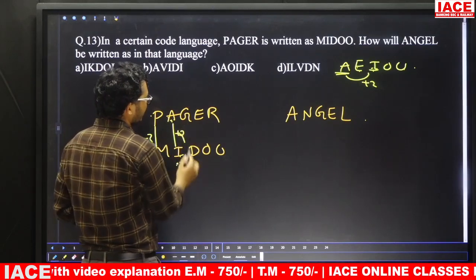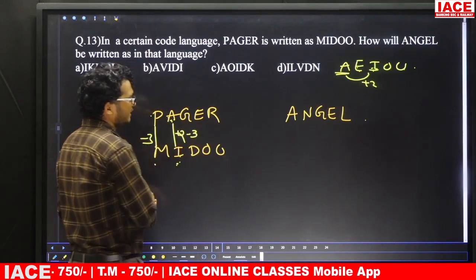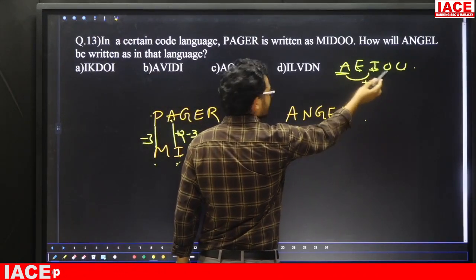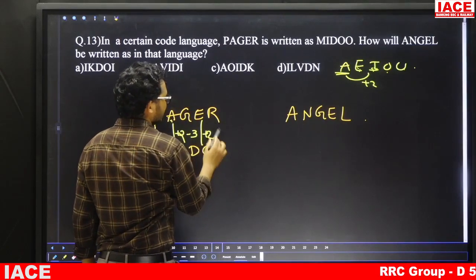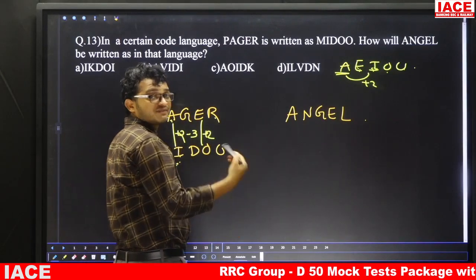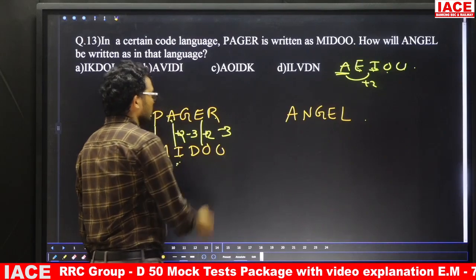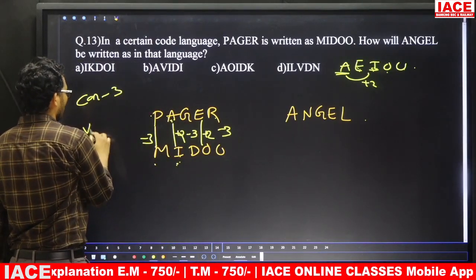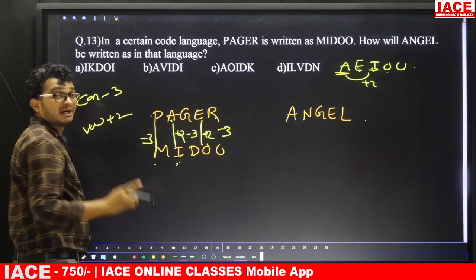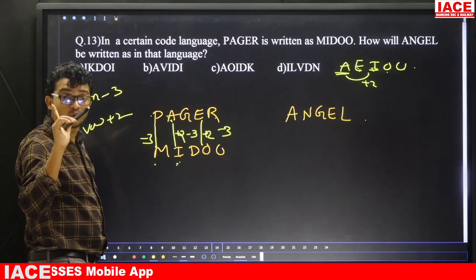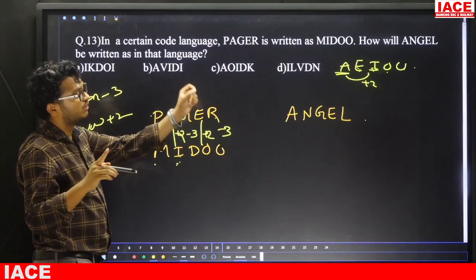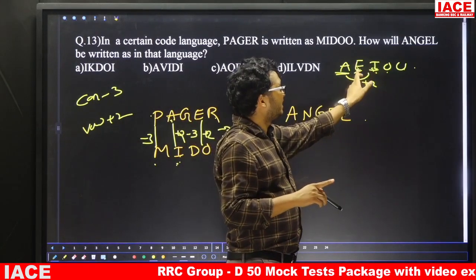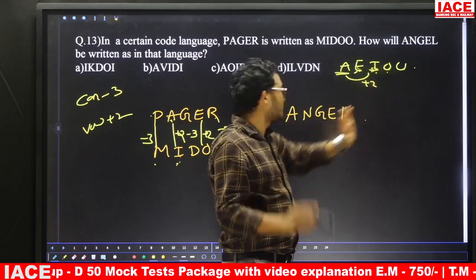Next one, G and D: the logic is minus 3. E and O: E plus 2 is O. Next one is R. R is a consonant, so minus 3. R minus 3 is O. That means the logic is: consonant means minus 3, vowel means plus 2. But while counting vowels, take only vowels A, E, I, O, U. For A vowel, plus 2 vowels is I vowel. For E vowel, plus 2 vowels is O vowel.